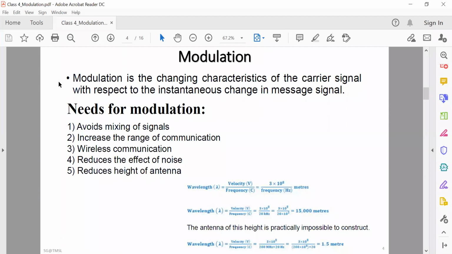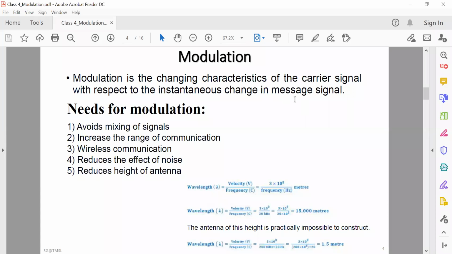So modulation allows the transmission to occur at high frequency, while it simultaneously allows the carrying of the message signal. According to this overview, modulation can be defined as changing the characteristics of the carrier signal with respect to the instantaneous change in the message signal.